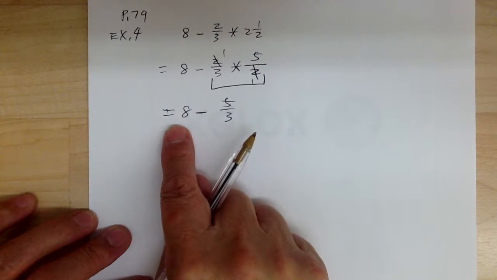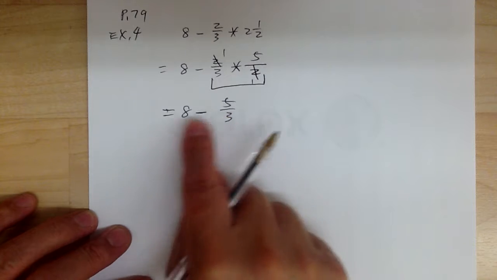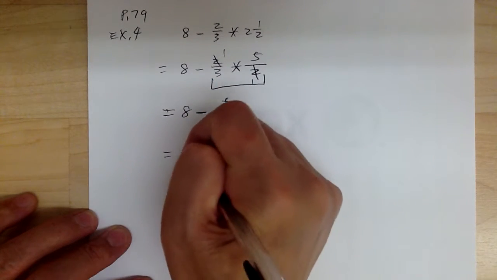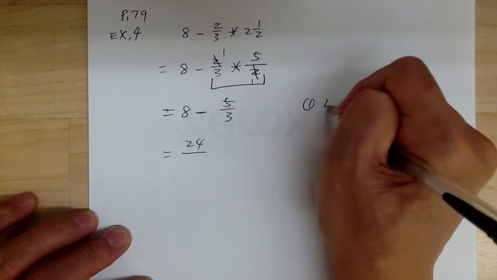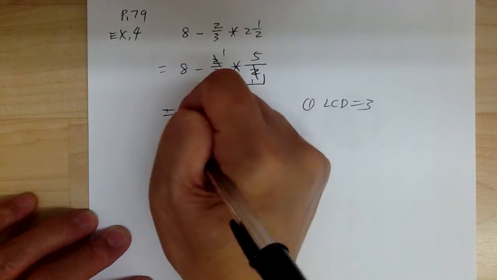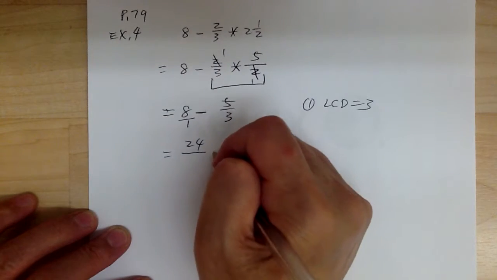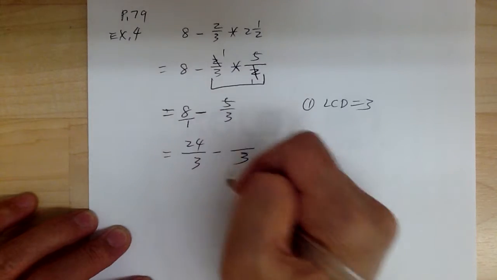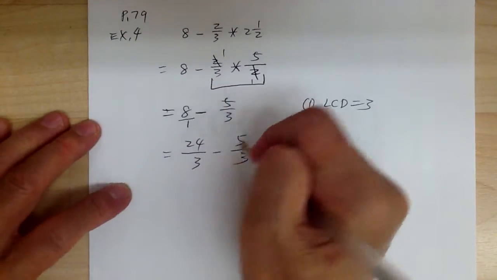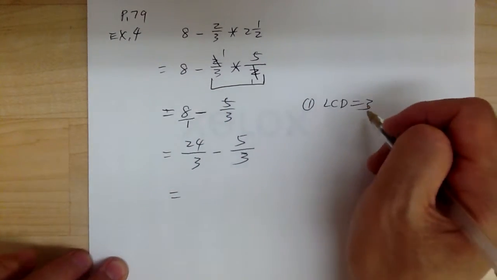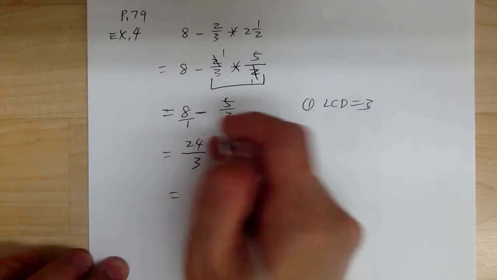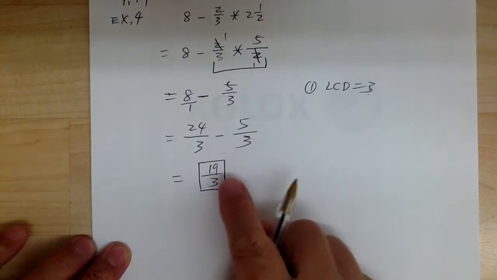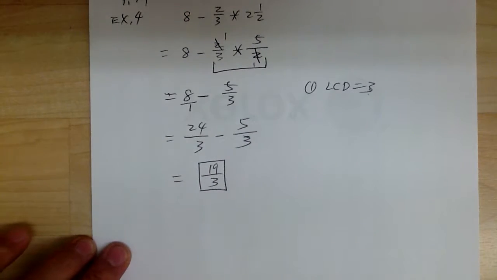Now, if you can do it in your head, that's fine, but it's better to just go and make it into an improper fraction. So this becomes 24/3. So step 1, LCD is equal to 3 because this is the same as 8/1. And so change that into 3, and so this will become 24. This is the 5. So you can go through step 1, step 2, step 3, step 4. So you get 19/3, and that's it. Again, don't waste your time converting to mixed numbers.